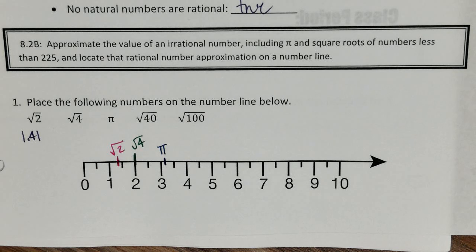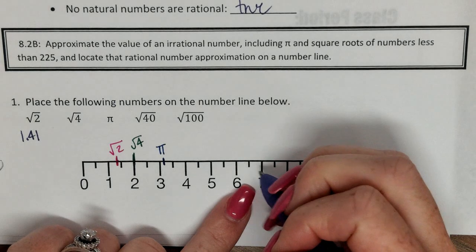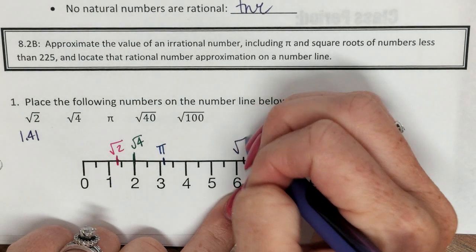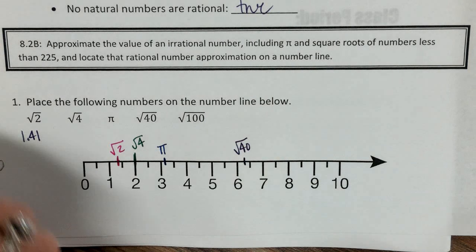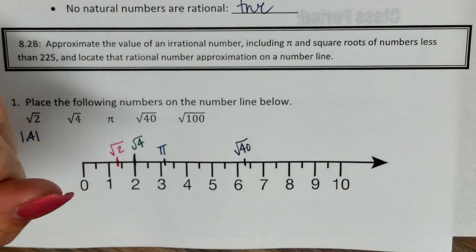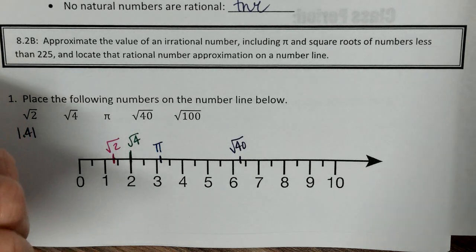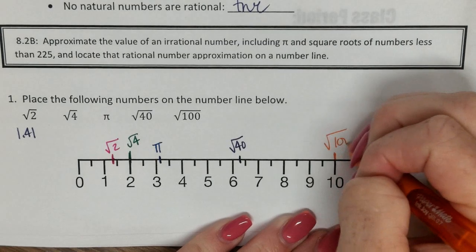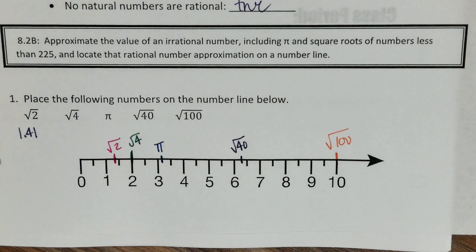Between 6 and 7. And would it be closer to the 6 or closer to the 7? Closer to the 6. And then the square root of 100. Does anybody know what the square root of 100 is? 10. So it would fall exactly on the 10. Super easy? All right, turn the page.